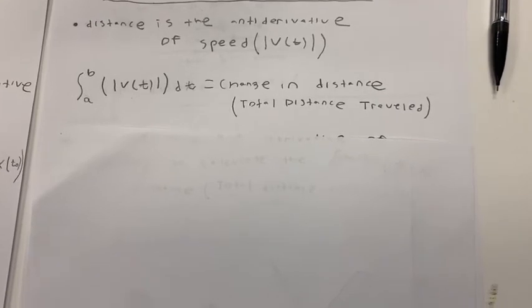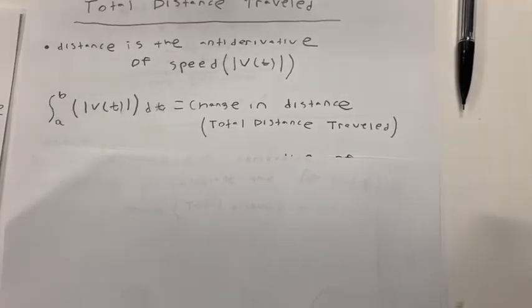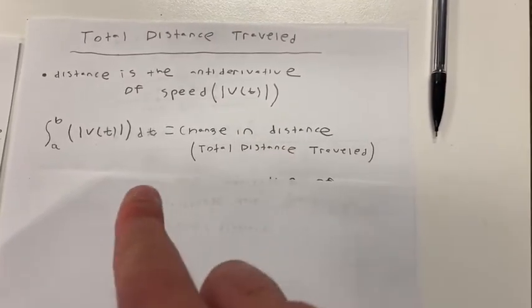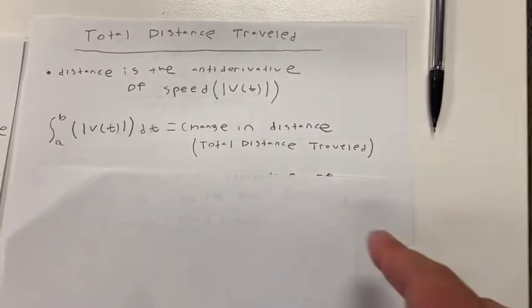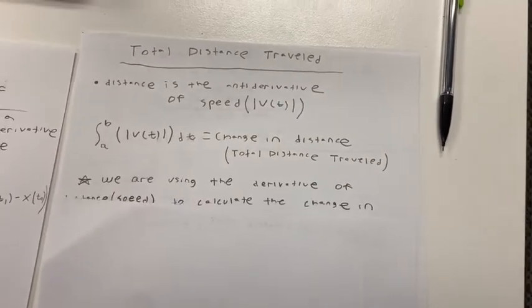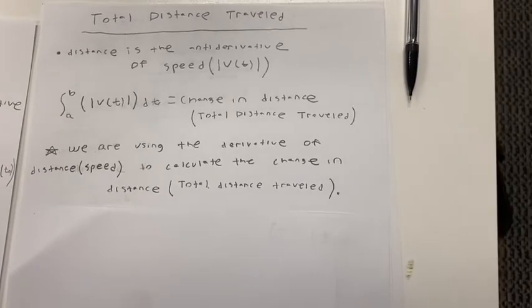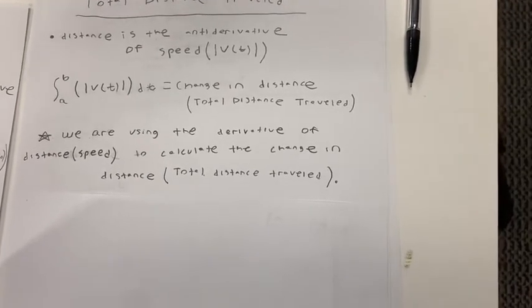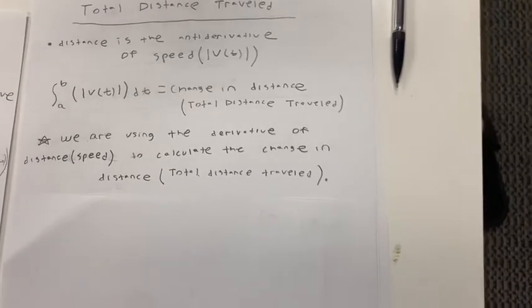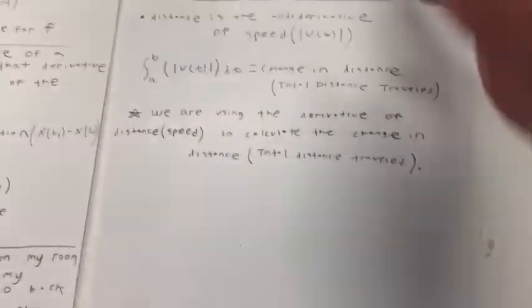We are going to take the integral of velocity from a to b, and this will give us a change in distance, which is total distance traveled. So this is exactly how you calculate total distance traveled. So in essence, what we are doing is we are using the derivative of distance, which is speed, to calculate the change in distance, which is total distance traveled. So now I'll give y'all an example for this.